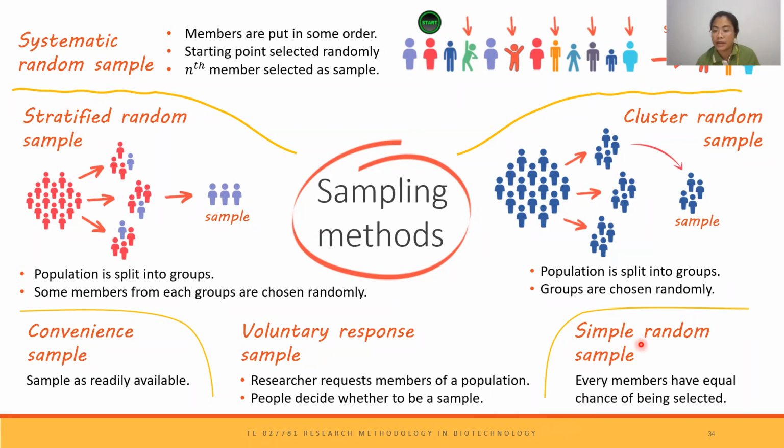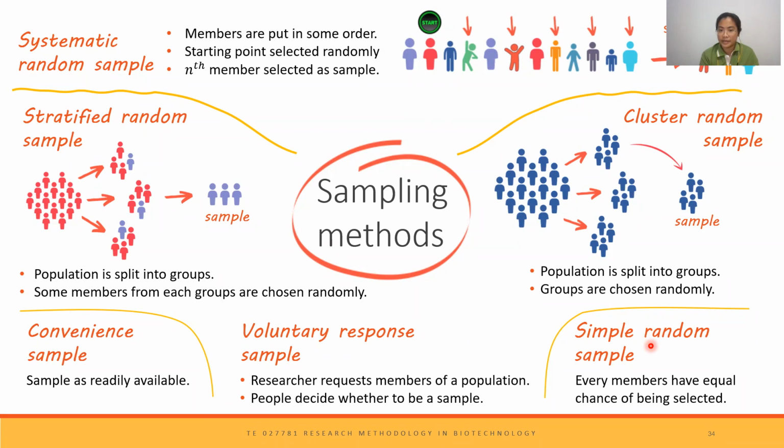Another sample is the simple random sample. Simple random sample is when every member of the population has an equal chance of being selected. For the convenience sample and the voluntary response sample, it is more like you have it there already and you are going to choose that. So there could be some bias in taking the sample, but the simple random sample is a little bit better, where you have a set of samples and there is no bias in picking one.